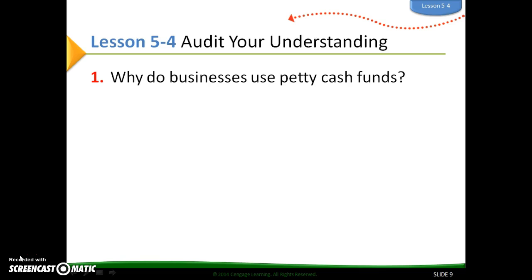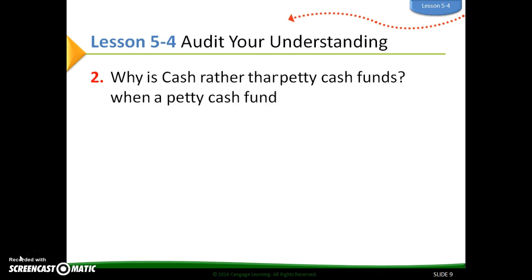Okay, so a general thought about why is it that businesses use a petty cash fund? You want to be thinking through examples for any business where it just might be easier and more time efficient for them to use true cash as opposed to having to write a check for something. And then you also want to think through, why is cash rather than petty cash credited when the petty cash fund is replenished? Why is it that we're posting that to cash rather than petty cash? All right, that is the end.